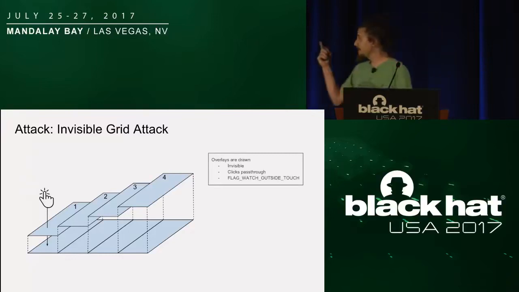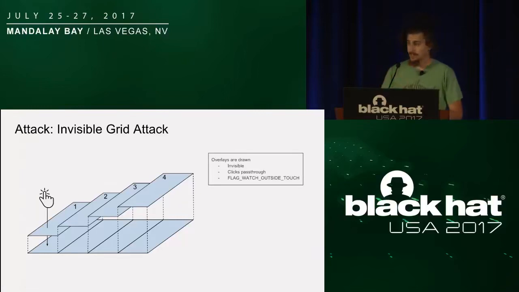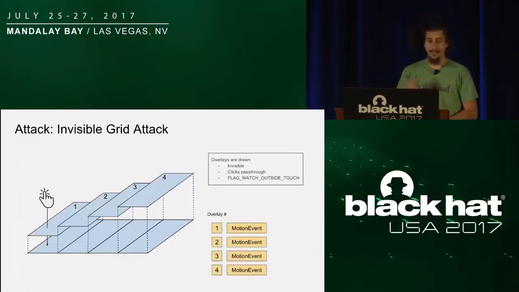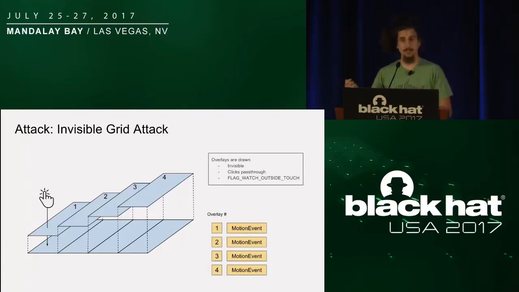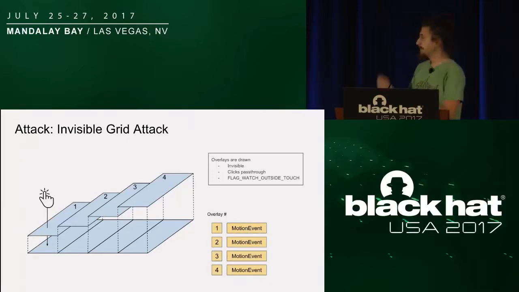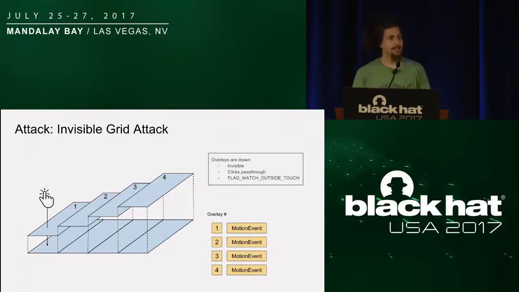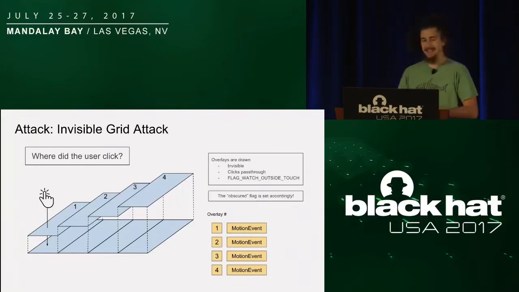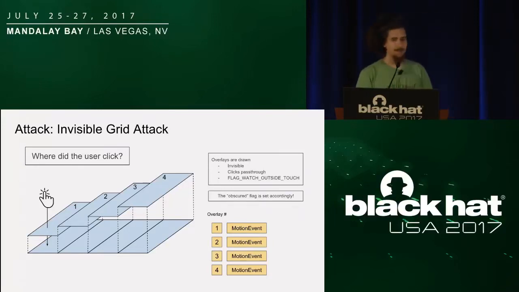We create them with the flag watch outside touch, which means that wherever the user clicks, each of these overlays is going to receive a different motion event. Of course, the coordinates are not set because of the security mechanism I mentioned before, but they are going to receive a motion event. The goal of the attacker is to understand where the user clicked. We found out that the way the obscure flag is implemented actually allows the attacker to understand exactly where the user clicked. The way it works is the following.